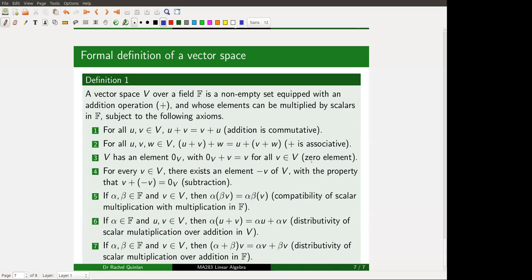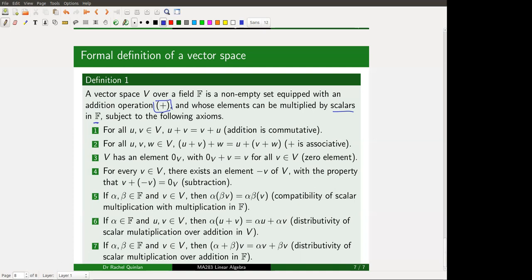Okay, so here it is. A vector space V over a field F is a non-empty set which is equipped with an operation referred to as addition, denoted with the usual plus, and whose elements can be multiplied by scalars, which are elements of the field F, subject to the following rules of the game, which are called axioms. These are all reasonable things that are generally satisfied by all familiar examples, but they have to be stated, otherwise we're not being specific enough about what it is that we're studying.